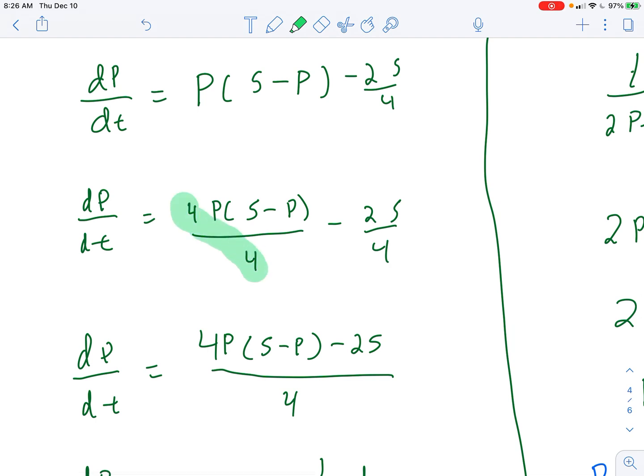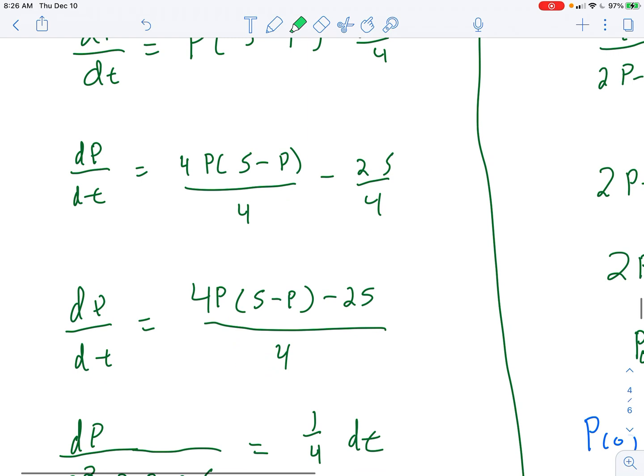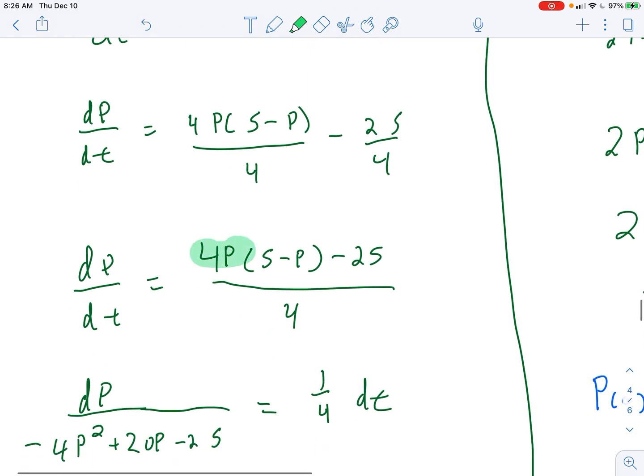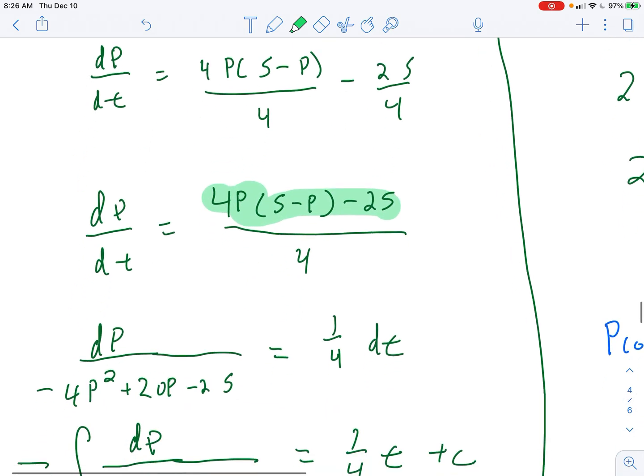And so once I get a common denominator, multiply it by 4, bring it together. That's going to be the numerator. The denominator is 4. And now I'm going to go ahead and move this over to the left-hand side. And so I'll divide that. I'll put the dt on the right-hand side.